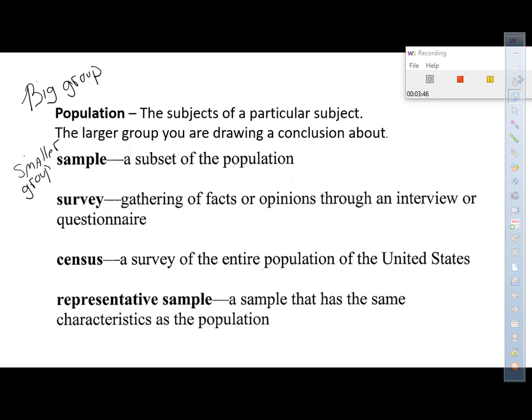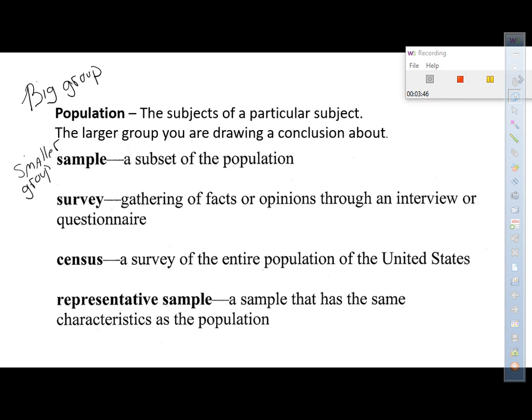A census is a survey of the entire population of the United States. Now, our census claims that it gets 100% participation. I always disagree with that. They get a high percent, but I always claim they leave off the homeless and some immigrants. But the census is supposed to cover 100% of the population.